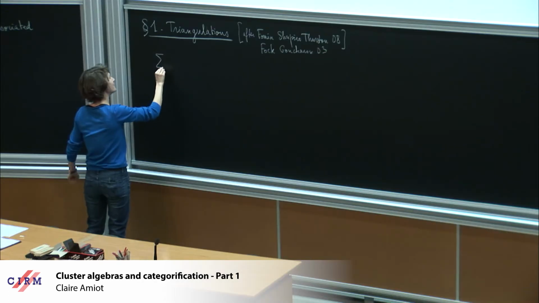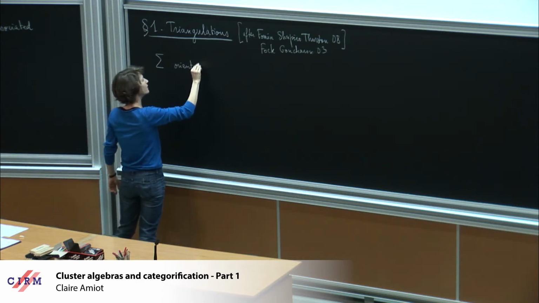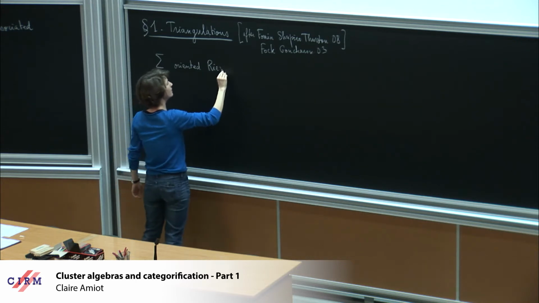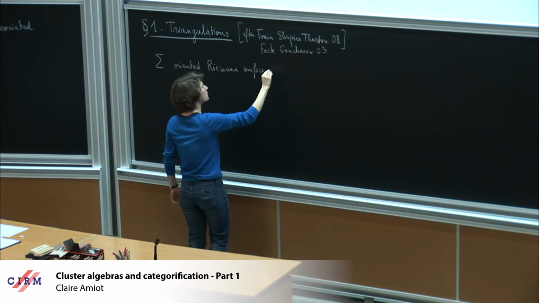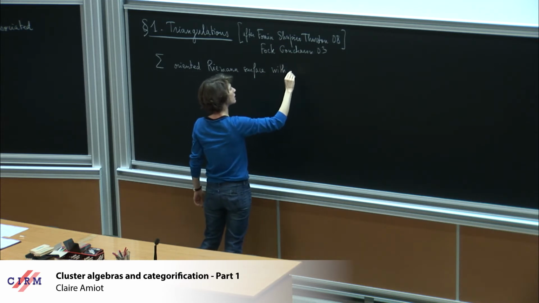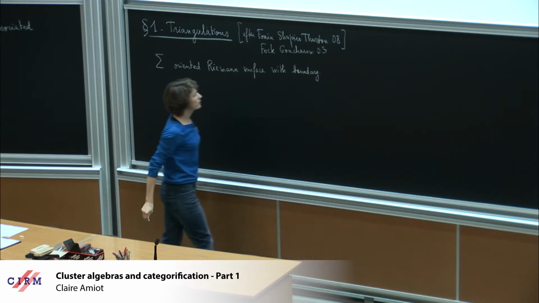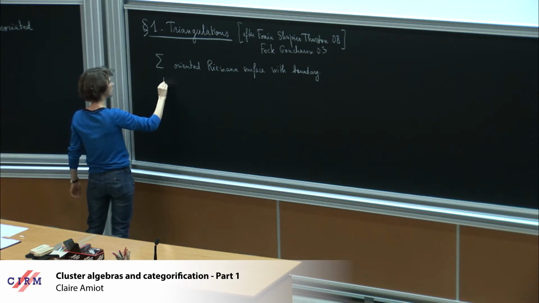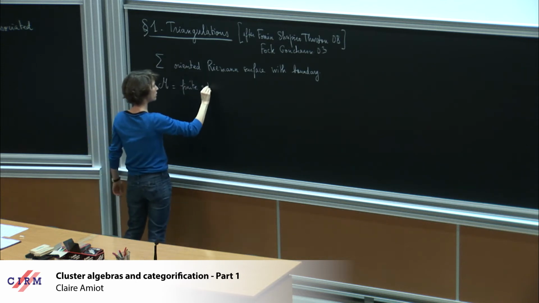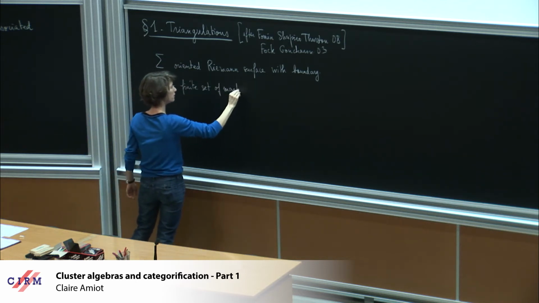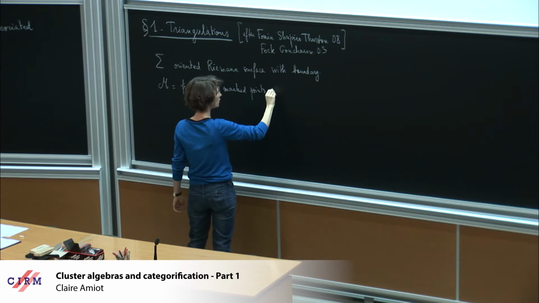We will start with sigma, and sigma will be an oriented Riemann surface with non-empty boundary. And I will fix a finite set of marked points on the boundary.